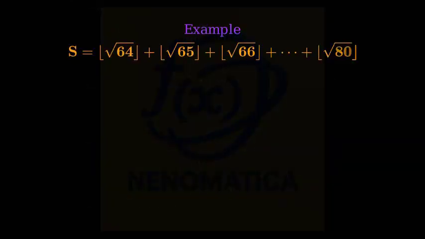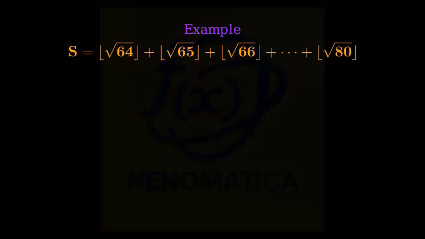We are going to evaluate a sum of floors of square roots from 64 to 80. I'll show you an easy pattern to turn this long sum into a quick calculation. First, let's display the word example. Now, here is the problem statement. Step 1. Identify the constant value of the floor terms. There is a key rule here.